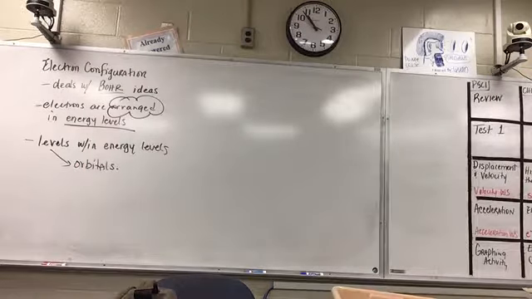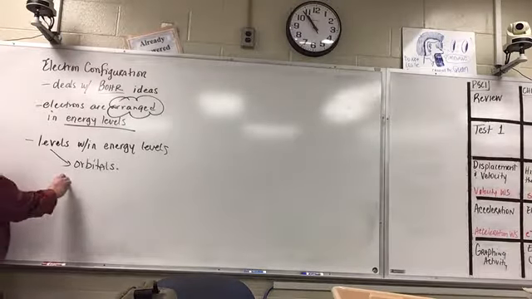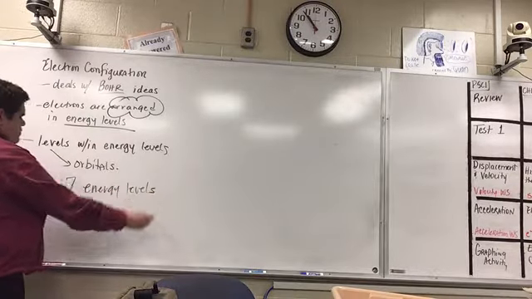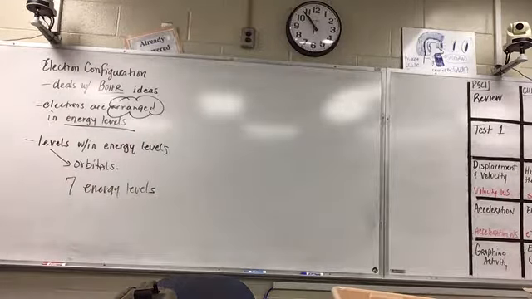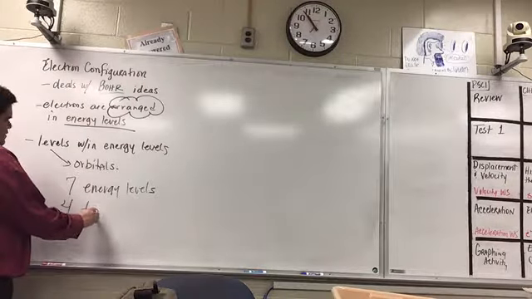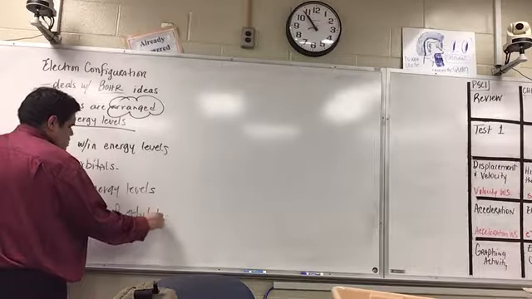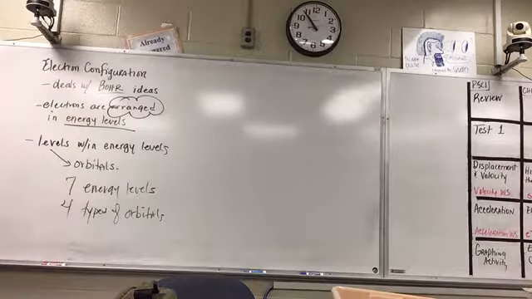Okay? And so what I need you to know is this. There are 7 energy levels. There are 4 types of orbitals. And each orbital is based upon a certain section, based on how many electrons you're going to deal with here.